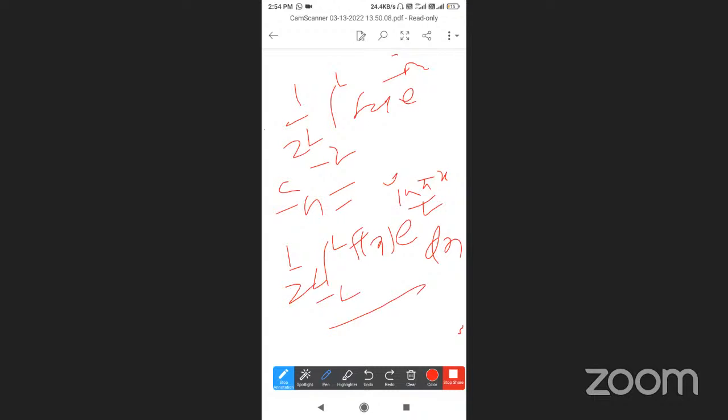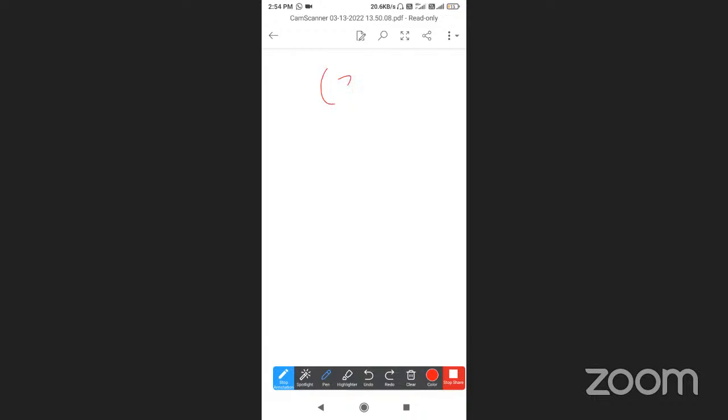The c_n terms apply for plus or minus n values, so the summation of c_n and c suffix minus n terms also applies. This process is called the complex form of the Fourier series. The complex form of a period of 2 pi, what is the situation? So that is also one problem taken in complex form.